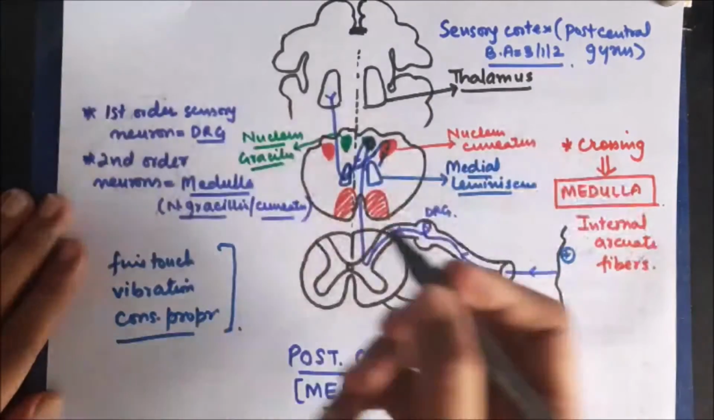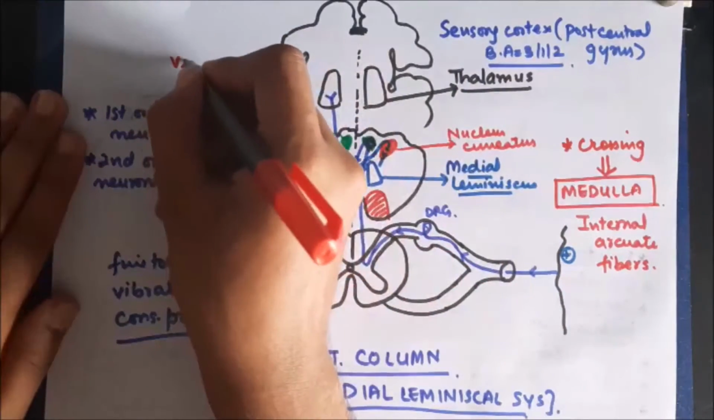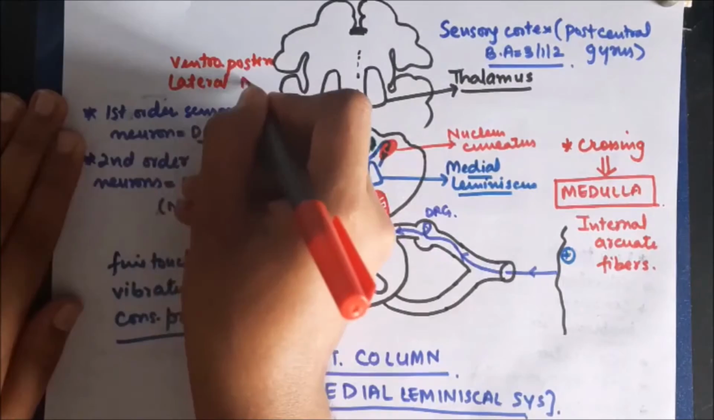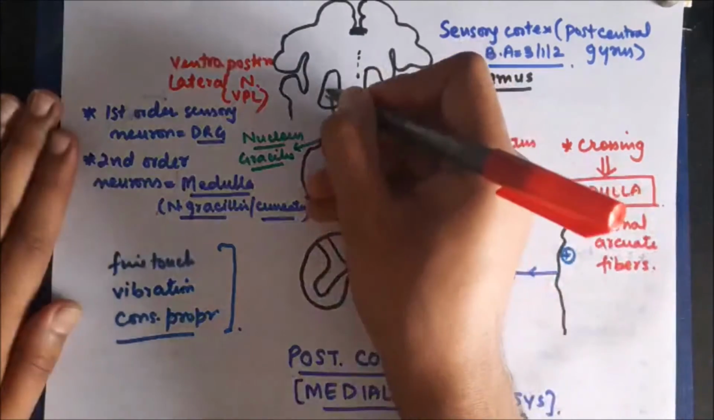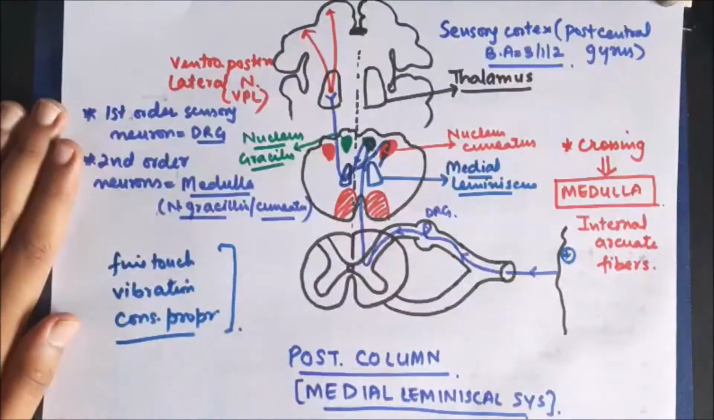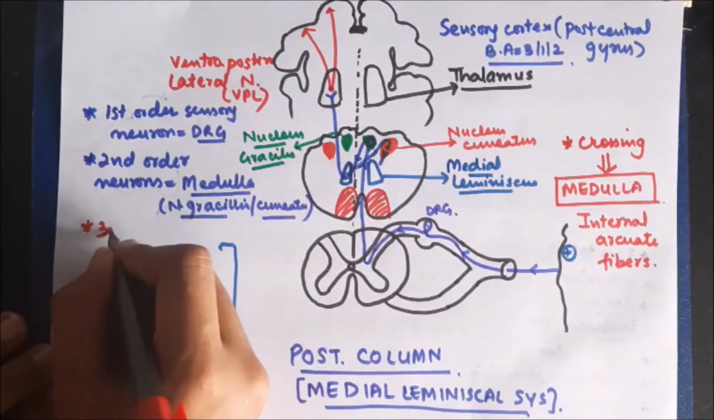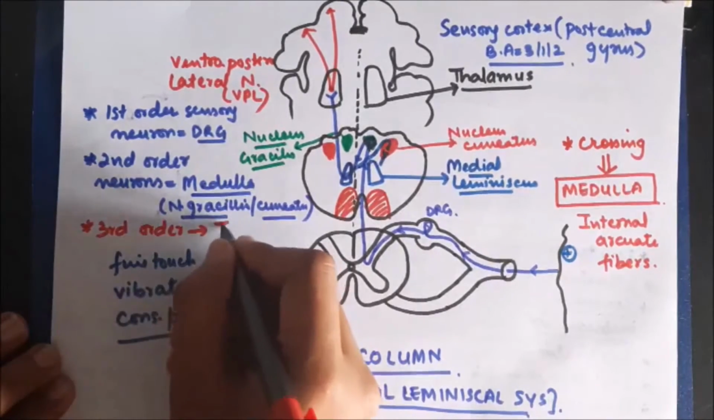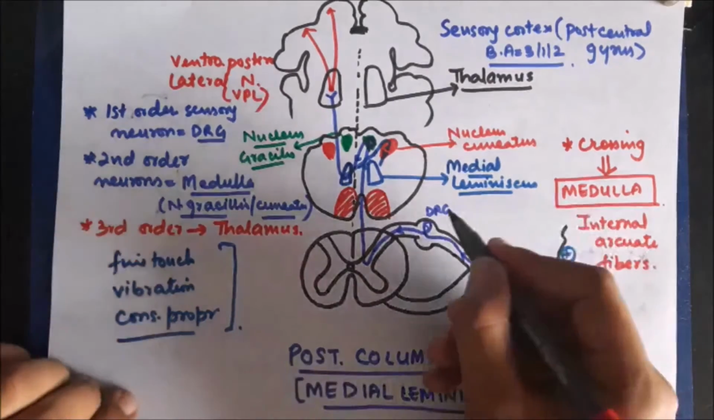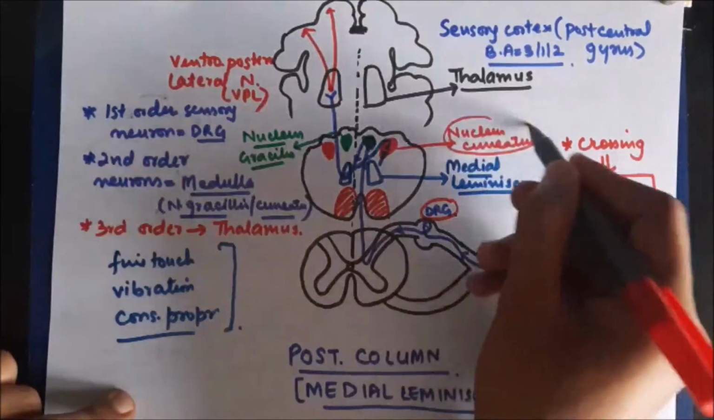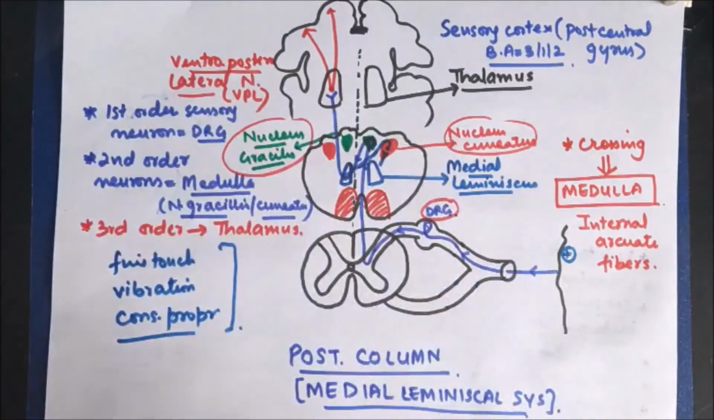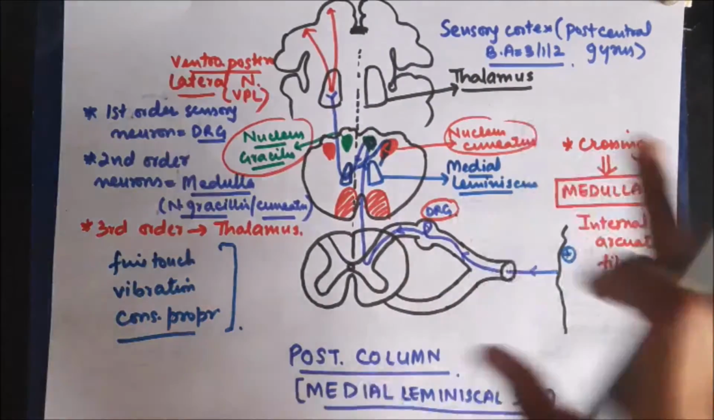The nucleus of the thalamus where these fibers reach is called the ventro-posterolateral nucleus of the thalamus, or the VPL nucleus of the thalamus. So the third order sensory neurons arise from this ventro-posterolateral nucleus and go to the sensory cortex, which is the postcentral gyrus. So this is the posterior column. The first order cell is the dorsal root ganglion, the second is nucleus gracilis and nucleus cuneatus, and the third order neurons arise from the ventro-posterolateral nucleus of the thalamus.